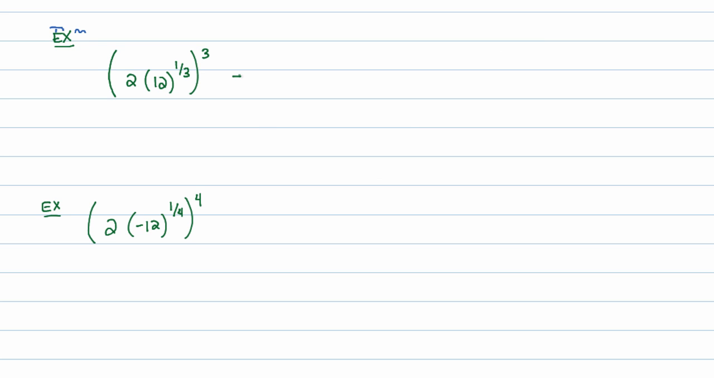I'd like to do one last example here before I go, just to really bring home this idea. In this first example, we have 2 times 12 to the 1/3 power, raised to the third power. Now remember, the 1/3 power is the cube root. So this is going to be 2 to the third power times 12 to the 1/3 power raised to the third power, or in other words, the cube root of 12 raised to the third power. Sometimes it's good to write that as the cube root, just so you can see that that's what it is.